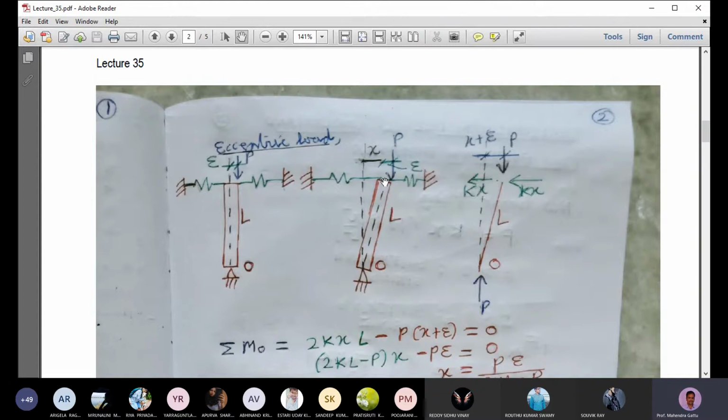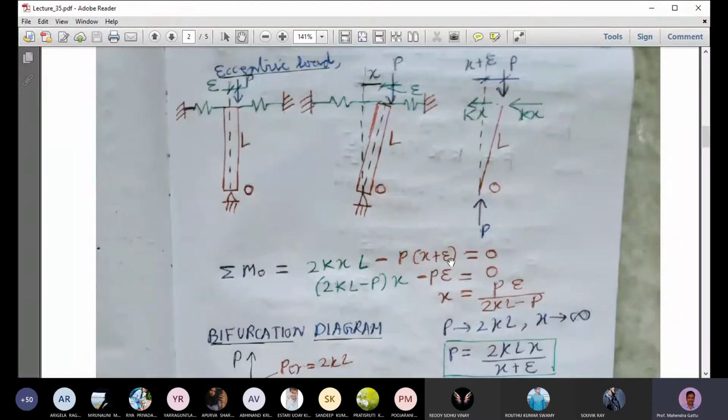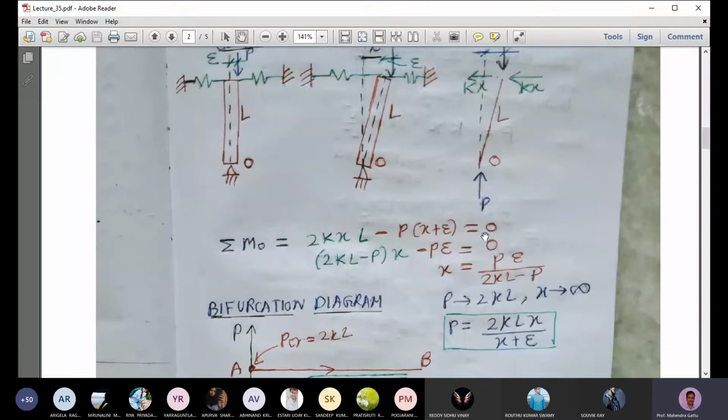So we have displaced it by a small amount X, and this is the free body diagram. Again, the spring force will be the same, Kx and Kx. The forces P and P will balance out. The only difference is that the lever arm is now, instead of X, X plus epsilon. So if we apply the moment about point O, we'll get 2kx into L minus P into X plus epsilon. So instead of Px, we'll get P into X plus epsilon. This term is the moment equilibrium, and this is equal to 0.